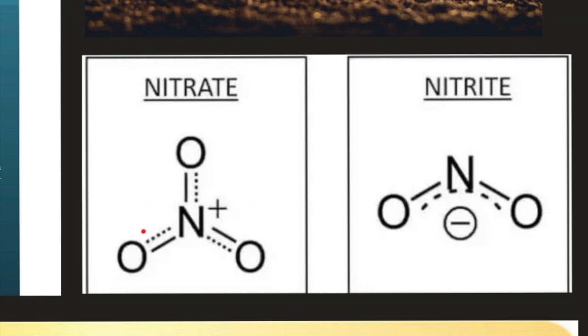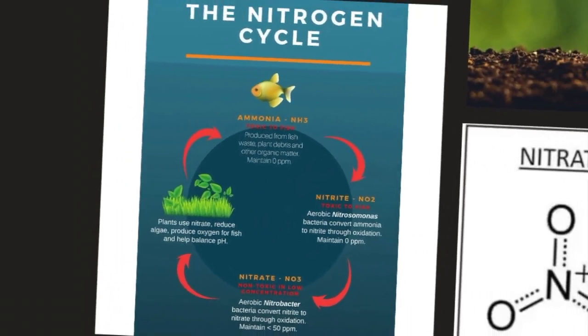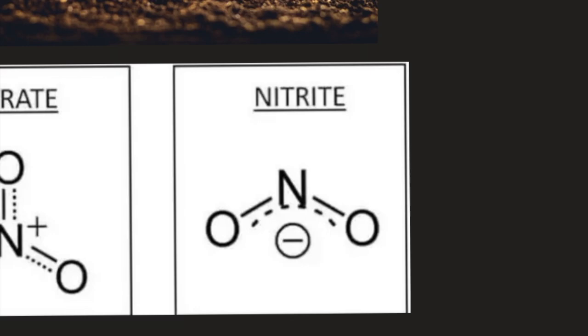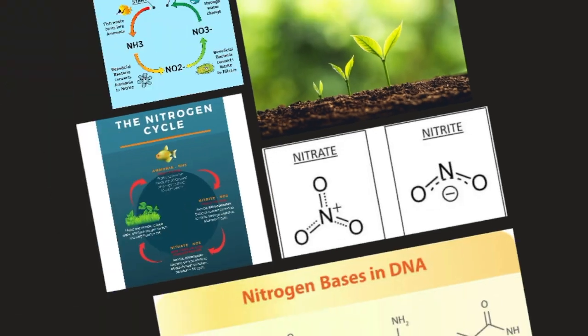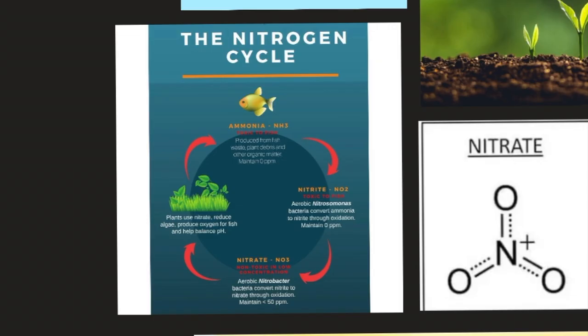So nitrate is unstable and nitrite is unstable, but one is more unstable than the other. And we will see here that as the nitrite, which is this element, NO2 negative, which is the negative one. The aerobic nitrosomonas bacteria convert ammonia to nitrite through oxidation, so maintain this at 0 parts per million. And then the aerobic nitrobacter bacteria convert nitrite to nitrate through oxidation. Maintain this at less than 50 parts per million.